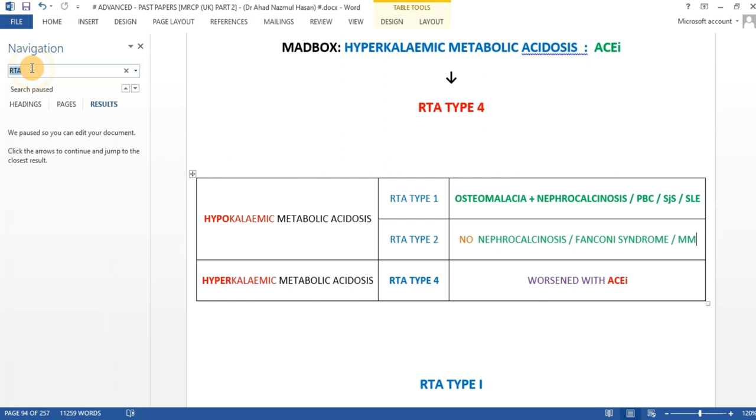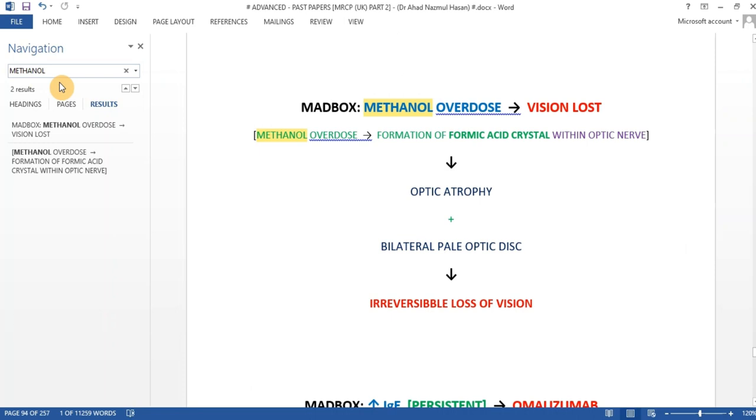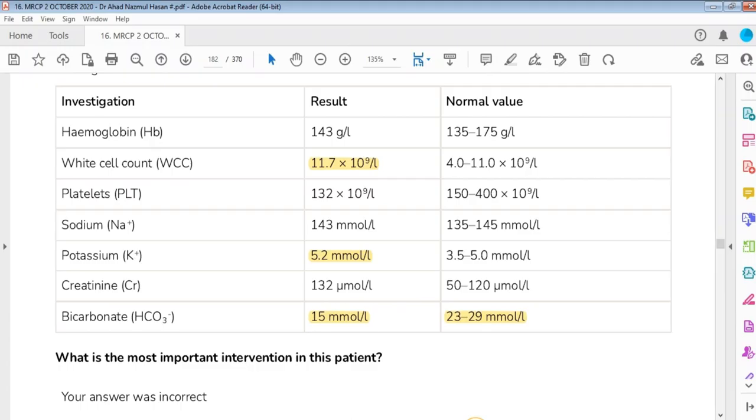Irreversible. So how does it cause the visual loss? Pathophysiology. So look at here. In case of methanol overdose, there will be formation of formic acid crystal within the optic nerve. This will lead to optic atrophy and bilateral pale optic disc, leading to irreversible loss of vision. So this irreversible loss of vision occurs due to deposition or precipitation of the formic acid crystal within the optic nerve.